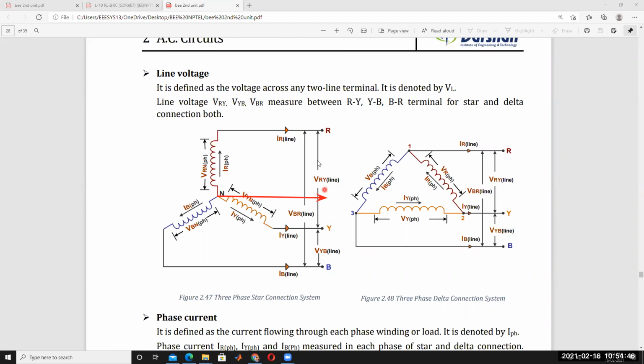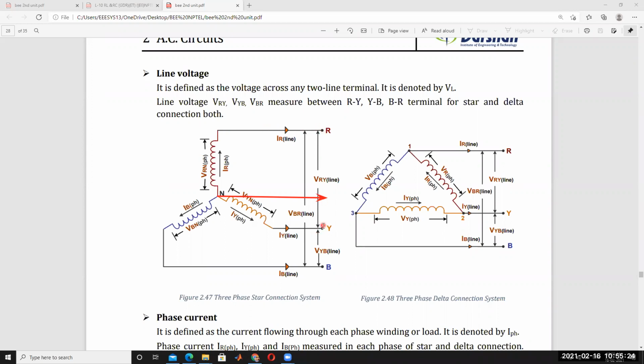So R and Y, this is called R phase, this is called Y phase. The voltage in between is called VRY line. Try to understand. In between these two lines, the voltage is called VRY line. Similarly, Y phase and B phase. This is called one line, this is called one line. In between these two, the voltage is called VYB line voltage for star connection.